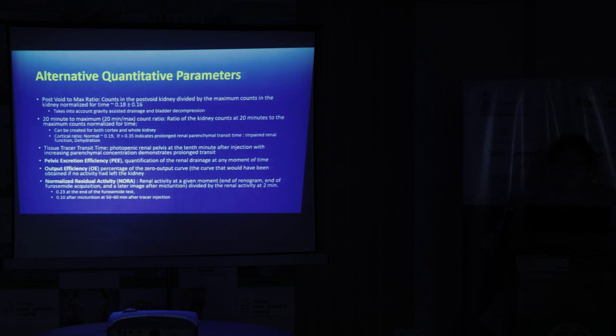Some other fancy words like NORA. NORA is the renal activity at a given moment. So that may be the end of renogram, end of furosemide acquisition, or a later image after micturition divided by the renal activity at 2 minutes. So again, what are we doing? We are trying to do a ratio of the amount of activity which is left in the kidney at the end of the study versus the peak activity. And as a rule of thumb, if only about 20% of it is remaining at the end of the study, we know that it's a normal kidney and it has excreted nicely.